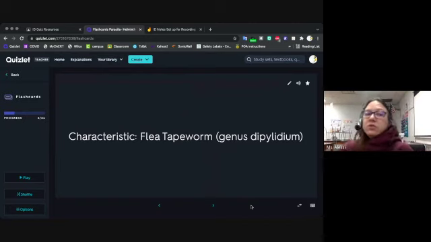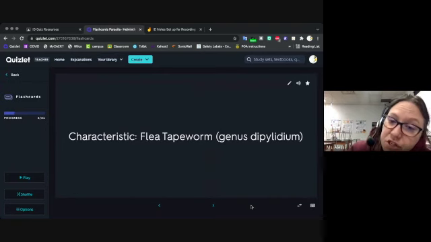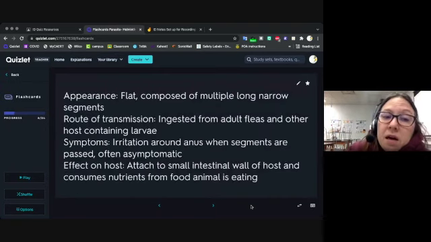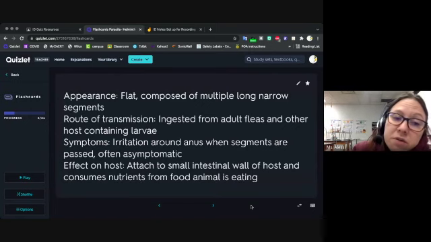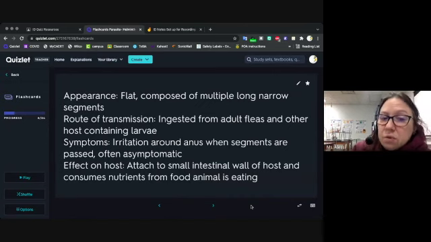So flea tapeworms is in the genus Dipylidium, and their appearance is flat, composed of multiple long, narrow segments. Route of transmission. So, how do the animals actually get an infection with this organism? Is that they are ingested from the adult fleas and other host containing larvae. So, if your animal is infested with fleas, they eat their fleas when they're grooming themselves. And so then they're able to carry those eggs and larvae inside of them.